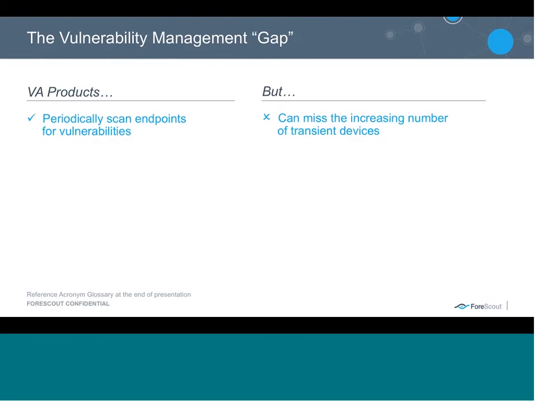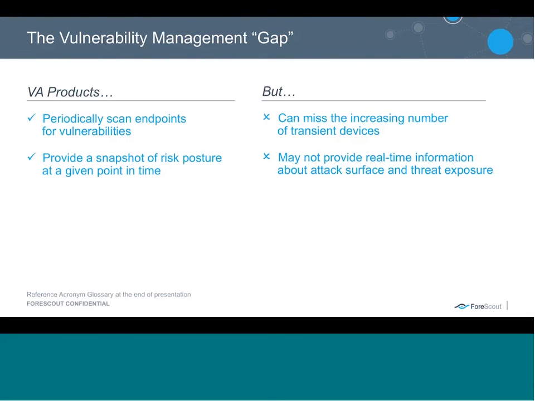So VA products typically do periodic scans on the endpoints. So that would be a scheduled scan. It might be daily, it might be weekly, likely not monthly, but the point is that because they do it on a scheduled basis, it's easy for them to miss the transient devices, the mobile workers, the people that aren't always in the office. And that can be a real problem because those transient devices can have scans that are months old.